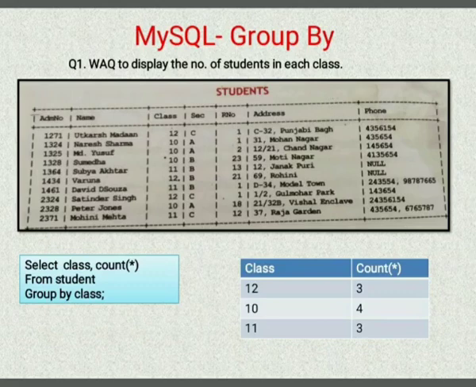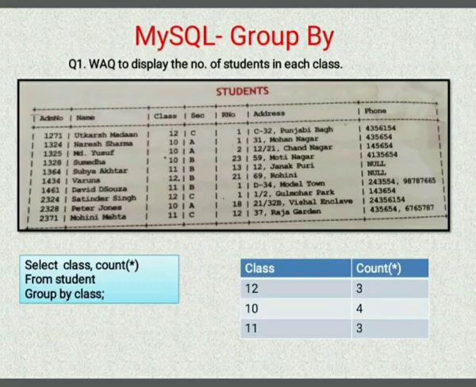How many students are there in the table? 10. And the students are from which classes? 10th, 11th and 12th. What does our query say? I want to display the number of students in each class. So in 12th, how many students are there? 3: Utkarsh, Varuna and Satyendra.